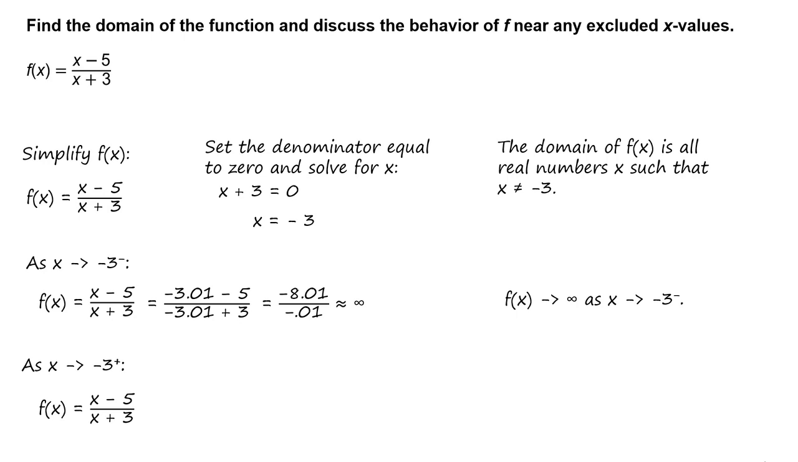To determine the behavior of the function as x approaches negative 3 on the right side, substitute a number very close to negative 3 and on the right side of negative 3 for x. So you could substitute negative 2 and 99/100ths for x. Simplify and you have negative 7 and 99/100ths divided by 1/100th. This is a very large negative number, and as you get closer to negative 3, that number gets closer to negative infinity. So f of x approaches negative infinity as x approaches negative 3 on the right side.